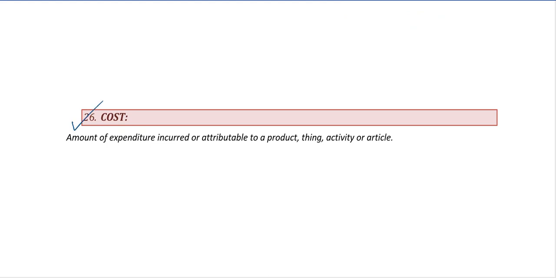Twenty-sixth term, cost. Cost is the amount of expenditure which is incurred or attributable to any product, thing, activity or article. So whatever has gone in to make the particular product, thing, activity or article, that expenditure is referred to as cost.